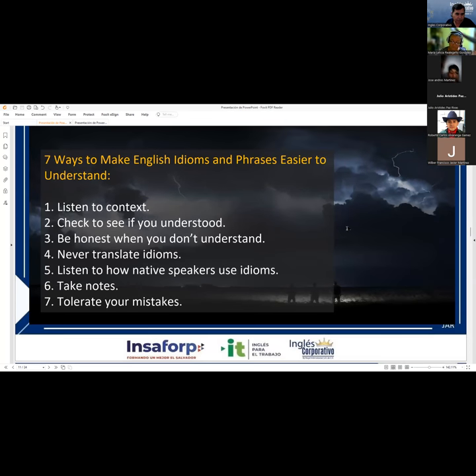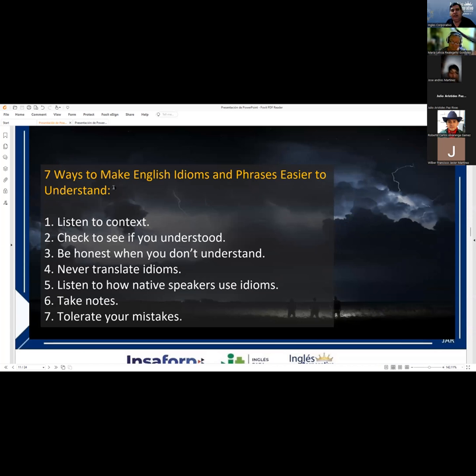Okay, continue, Angelitos. So these are seven ways to make English idioms and phrases easier to understand. Number one, listen to the context. Pay attention to the context. That is the first thing. Number two, check to see if you understood in the context. If you didn't understand, be honest and ask.